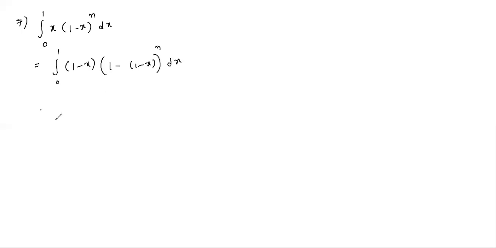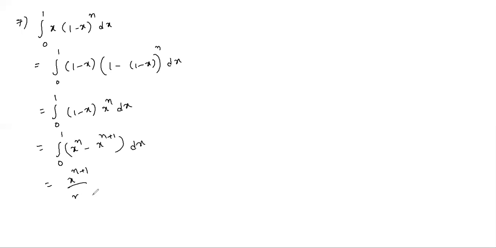So it is also equal to 0 to 1, 1 minus x into 1 minus 1 cancel x power n. So we can easily multiply this one 0 to 1 x power n minus x power n plus 1 dx. So integration is x power n plus 1 by n plus 1 minus x power n plus 2 by n plus 2 between the limits 0 to 1.